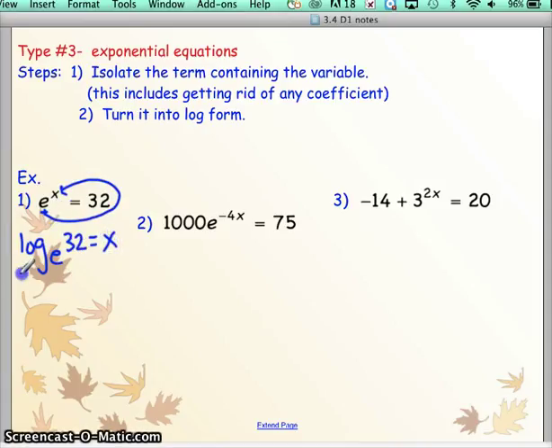And all you need to do is just type this in your calculator, log base e of 32. You could type it in as natural log 32 if you wanted. And when you type that in, you get 3.466 equals x.